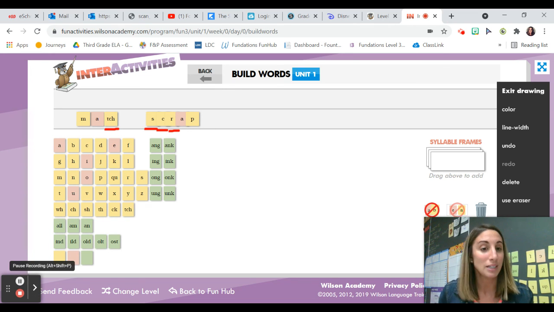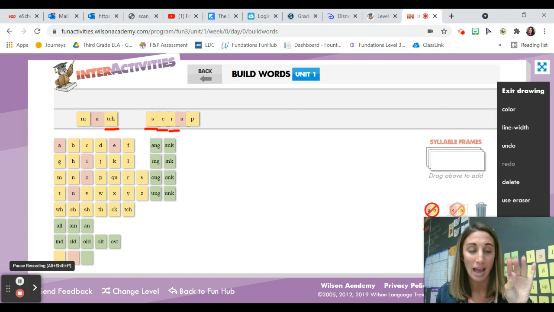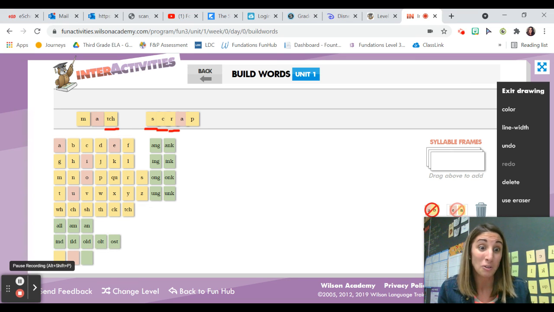The last thing that we did in Fundations today was review the fact that in the English language, there are so many words that do not follow the rules of our language. You just have to memorize them because you can't tap them out to read them. And you should know from 2nd grade and 1st grade and kindergarten if you've been here, we call those trick words, right?